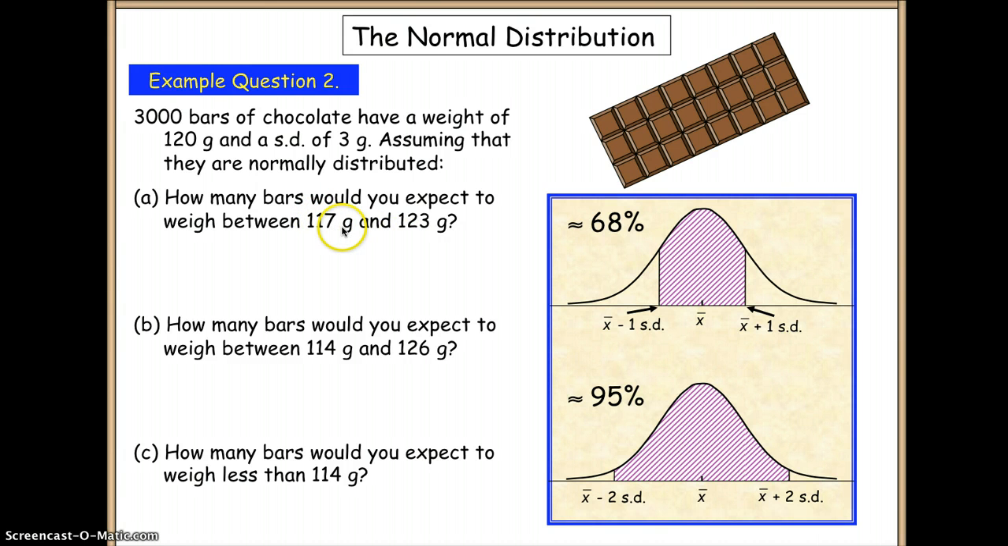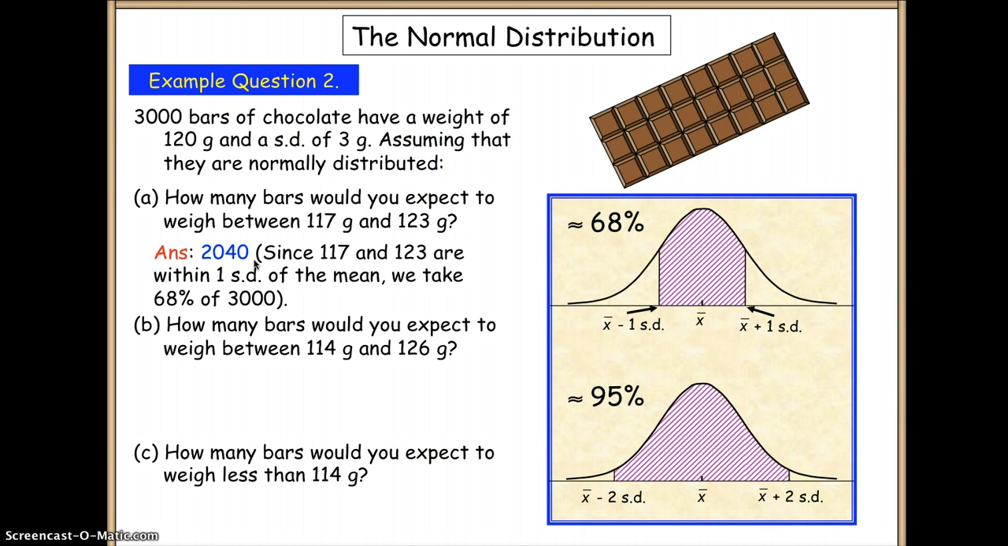120 minus 3 is 117. So from 117 grams to 123 grams is within one standard deviation. One standard deviation is 68%. But we can't use 68% as the answer because the question is how many bars. So we need to figure out how many bars are 68% of 3,000. Use your calculator. You should get 2040. Get 68% of 3,000, or you can do 68 divided by 100 times 3,000, or 0.68 times 3,000.